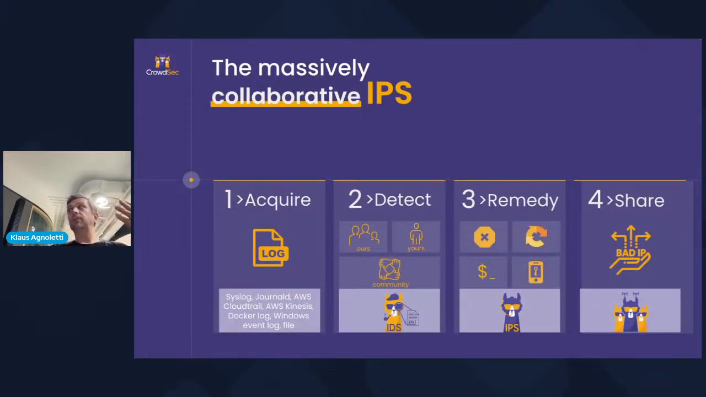The way CrowdSec works is that CrowdSec reads your log, right? So CrowdSec has a number of data sources like syslog. It spins up a syslog server, if that's what you want. Journald, AWS CloudTrail, Kinesis, Docker log, Windows event log, and just a normal file is also supported. CrowdSec detects threats in your log files and mitigates those threats. Then it sends signals back to our cloud, whatever you want to call it, our cloud.